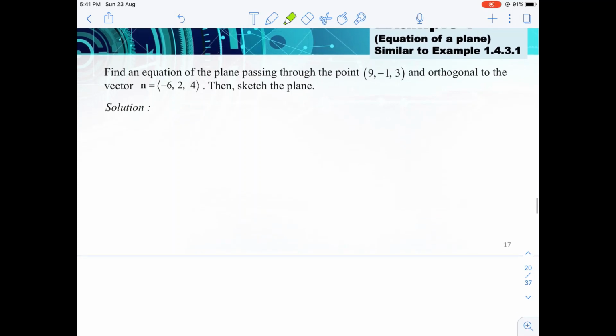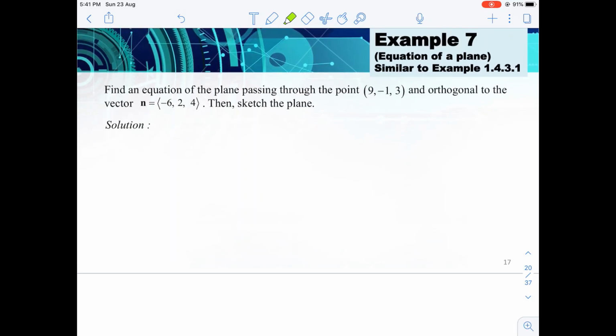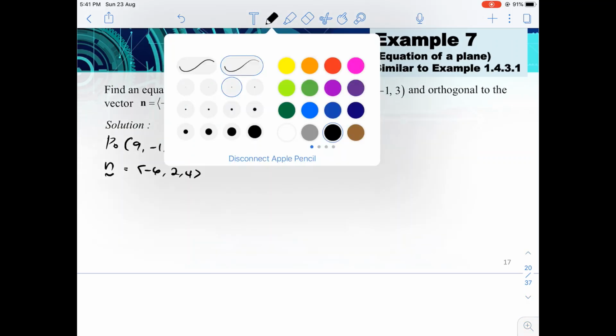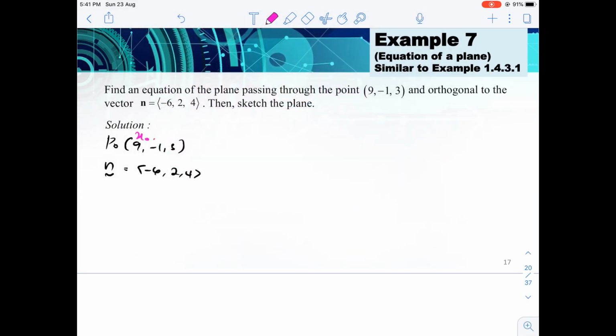Find an equation of the plane passing through the point 9, negative 1, 3 and orthogonal to the vector n, negative 6, 2, 4. So let's take out the information given. In this case, we have P naught as 9, negative 1, 3 and the normal vector is negative 6, 2 and 4. I will show the answer by using the alternative method. Now this is x naught, y naught and z naught, and this is a, b and c.